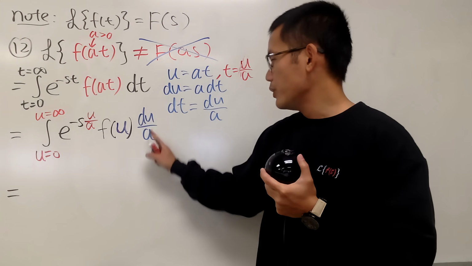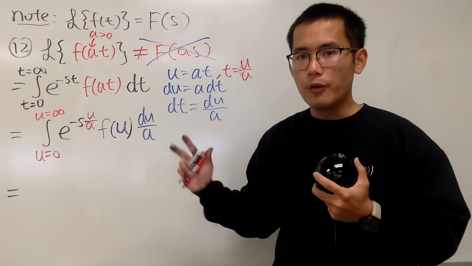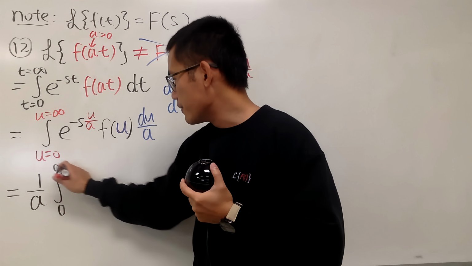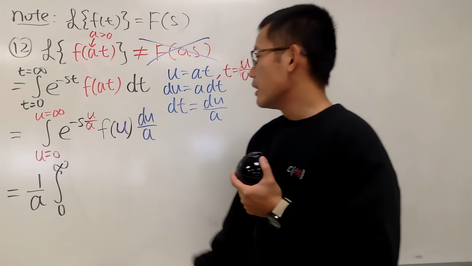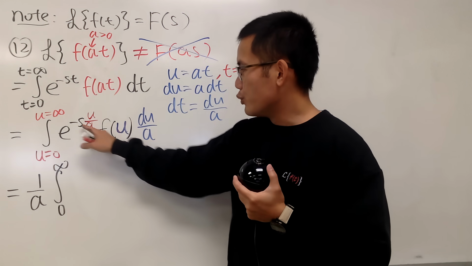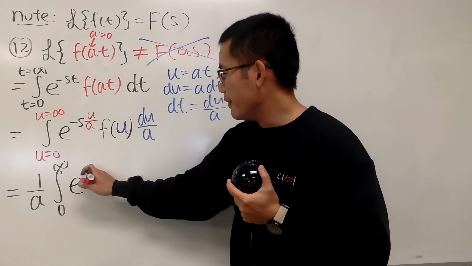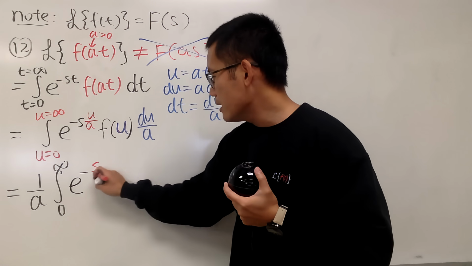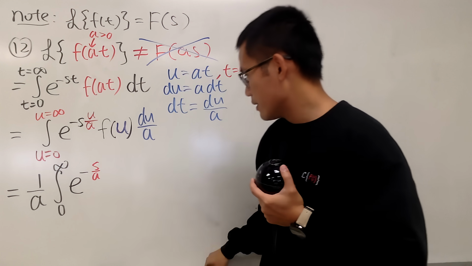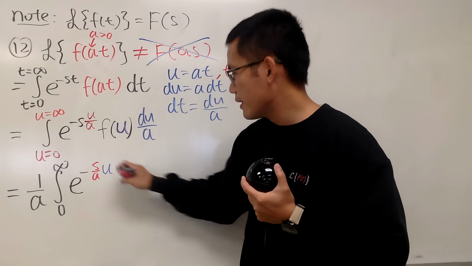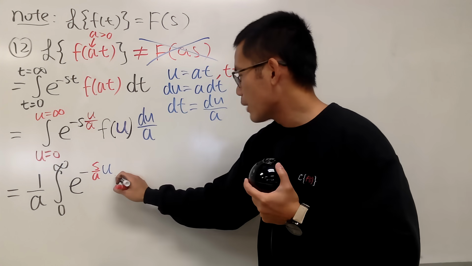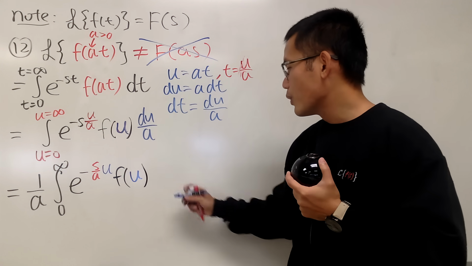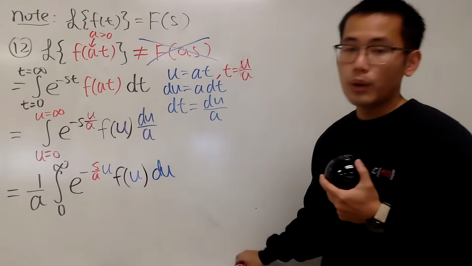So here's the usual business. We have the 1 over a, we can put that all the way in the front, and we'll finish everything in the u world. So we have 1 over a, integral 0 to infinity. They are in terms of u. It's very nice. Now, here is the deal. I'm going to rewrite this as follows. E is e, negative, and have a look. Let me write this down as s over a, and then times u right here. Times u on the side, like that. And then, this right here, I'll write it as f of u. And then, on the outside here, of course, we still have that du. So this is what we have.